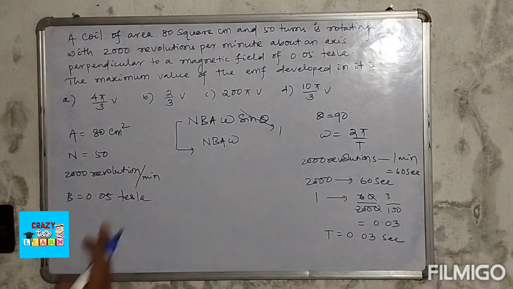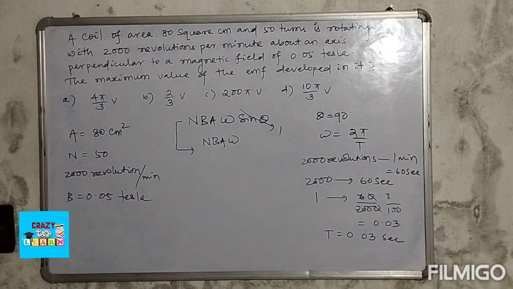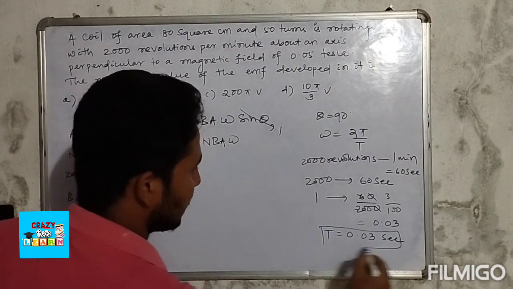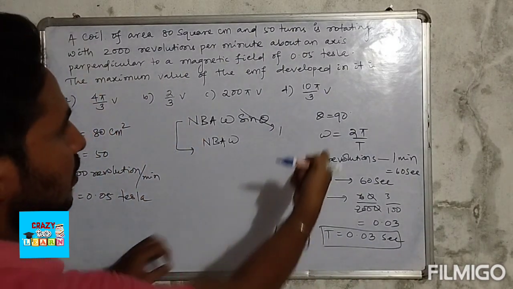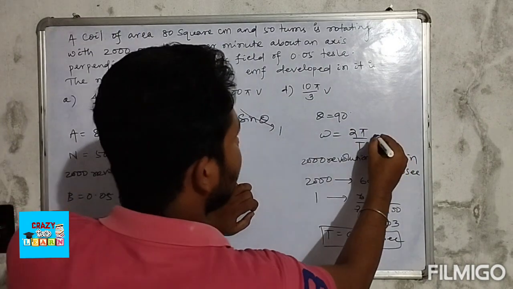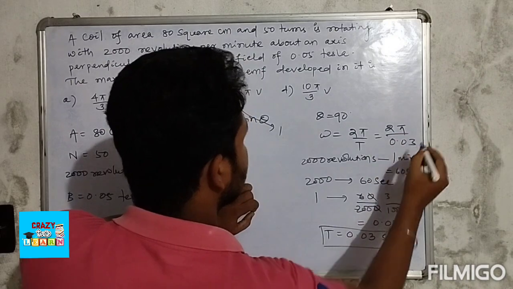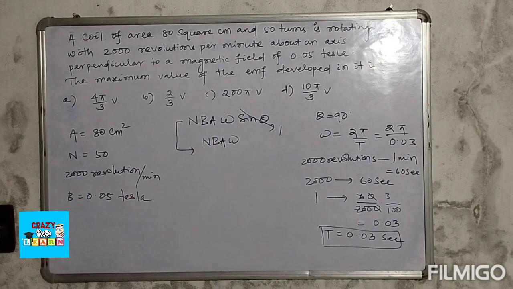Time taken for 1 revolution. What is T? T is the time period, the time taken for 1 revolution. I got T here. So now you can easily get omega, the angular frequency or angular velocity. Omega is equal to 2 pi by T. That's it, 2 pi by 0.03 is the omega value. So now we can easily calculate the EMF.